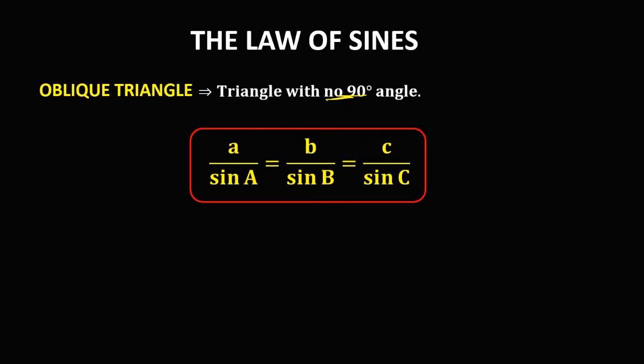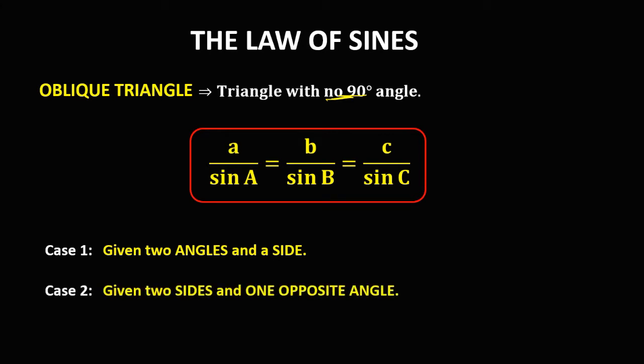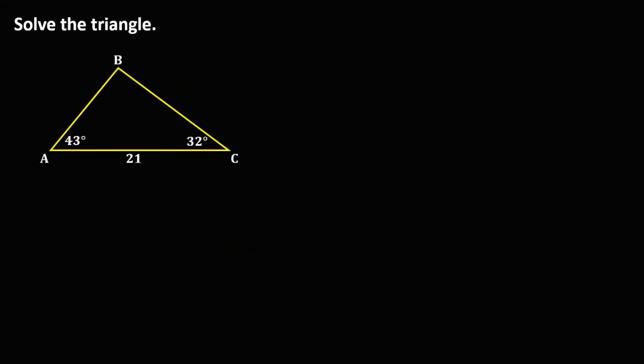Then we can only use this law of sines in case 1, given two angles and a side, and case 2, given two sides and one opposite angle. So these are the two cases we can use this law of sines. So we have this given, so solve for the triangle.